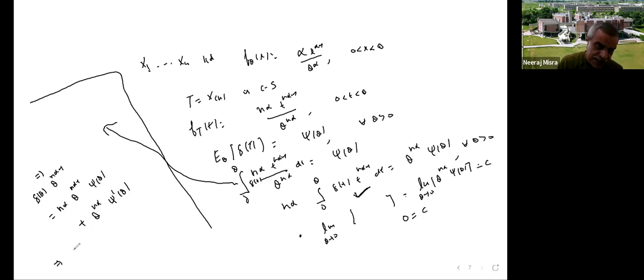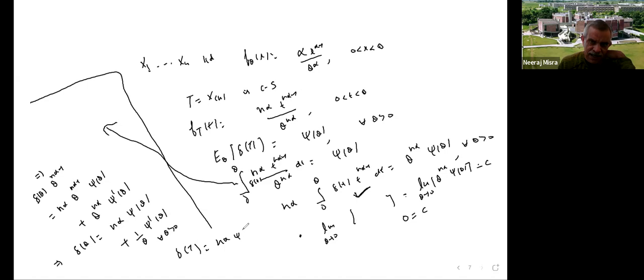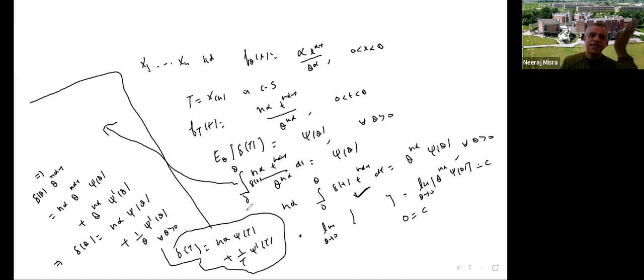What does that mean? That means your delta theta has to be the same as n alpha psi theta plus theta to the power n alpha divided by theta to the power n alpha minus 1, which becomes 1 by theta psi prime theta. So this is the UMVUE of psi theta, right? Since this is happening for every theta greater than 0, your delta T has to be the same as n alpha psi T plus T psi prime T. This is your estimate, whatever psi may be given. Now you can choose different psi and you can get the UMVUEs. Is that clear? Yes.